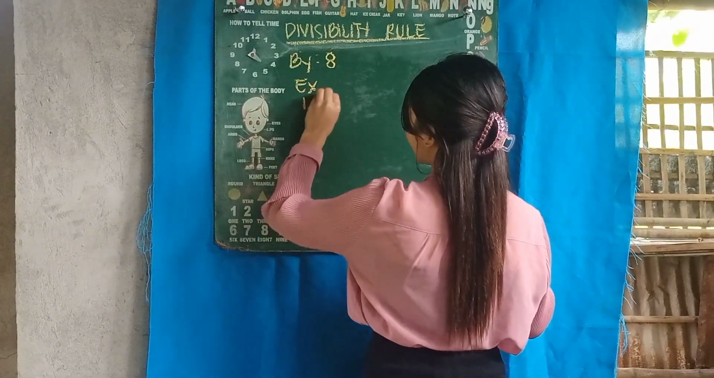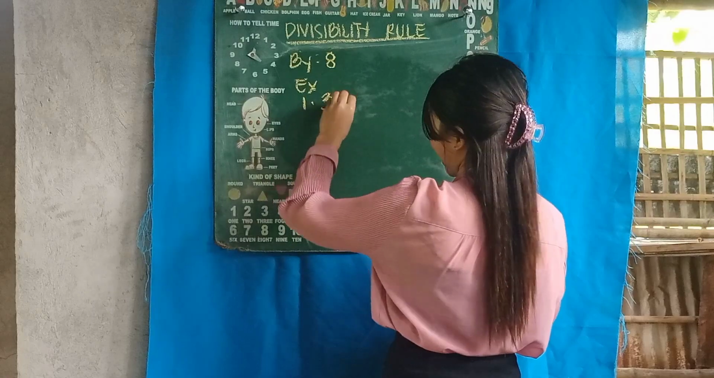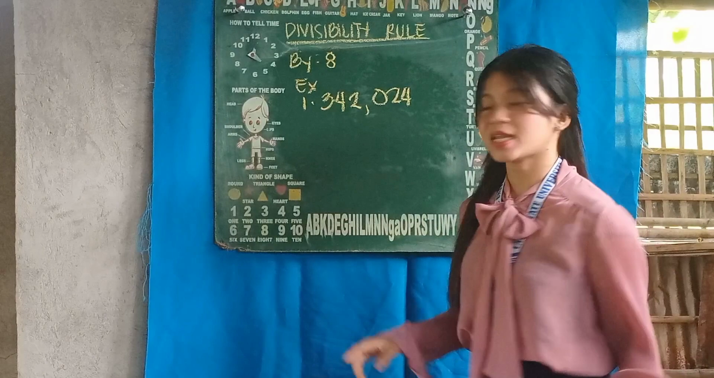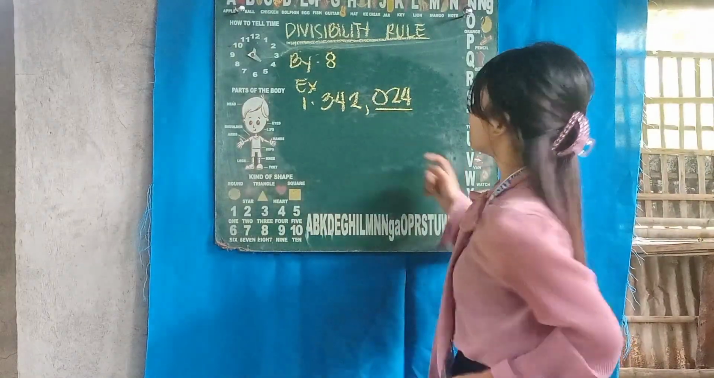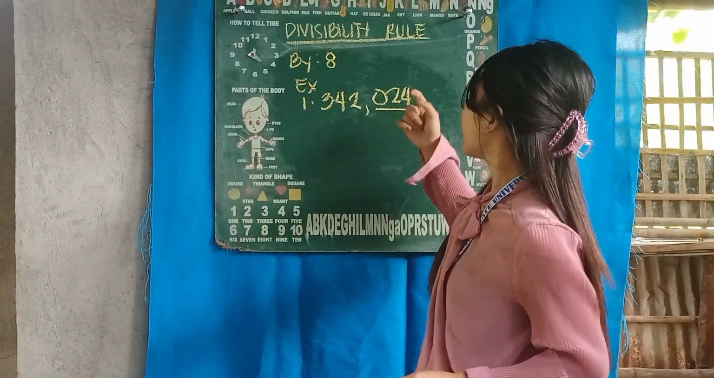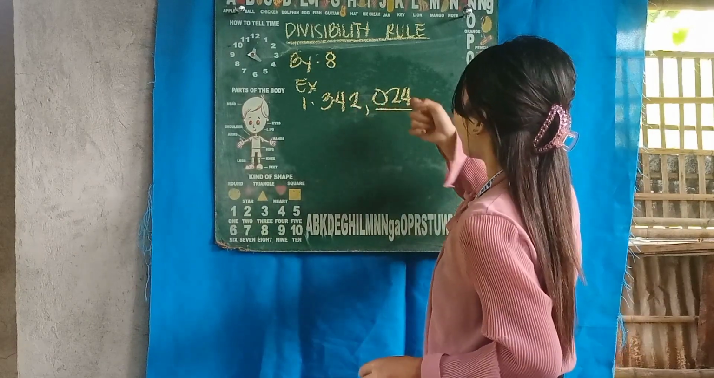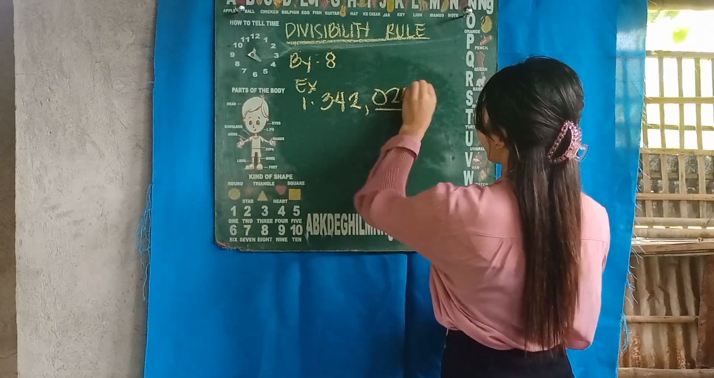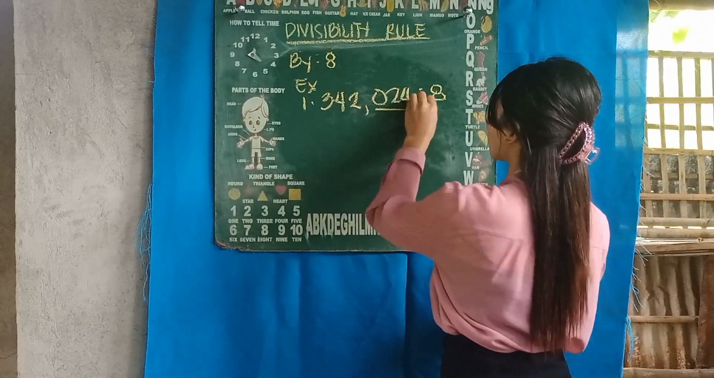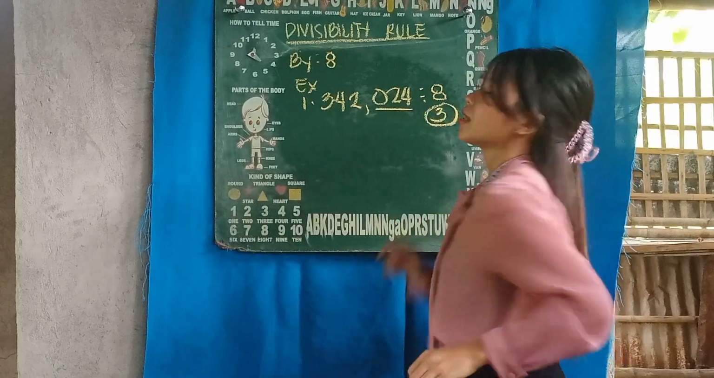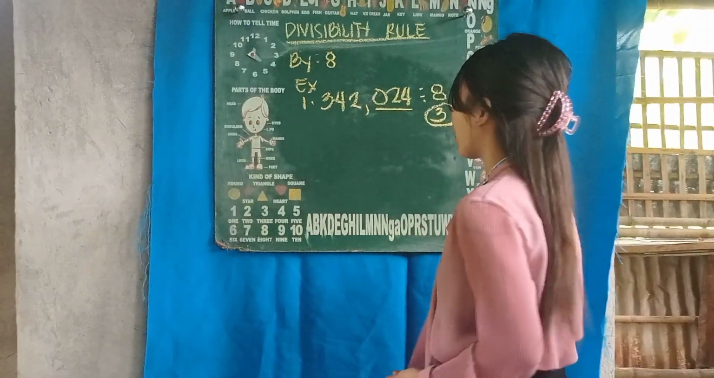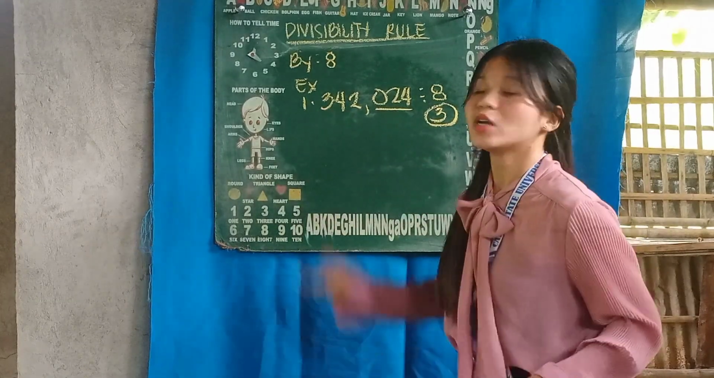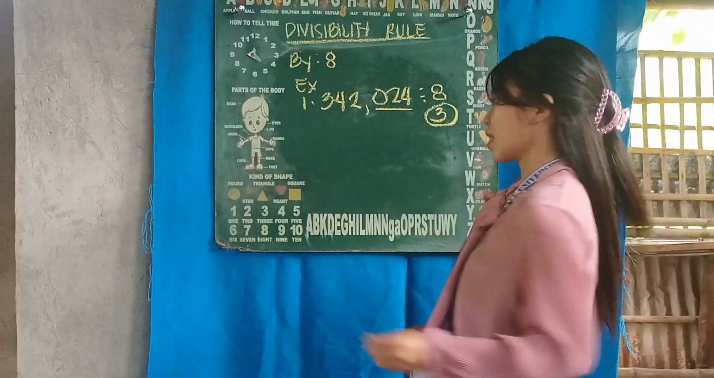Example number 1 is 342,024. What is the last 3 digits? 0, 2, and 4 or 24. So, is 24 divisible by 8? Yes, of course. Because 24 divided by 8 is equals to what? 3 without getting any remainder. So, the original number 342,024 is divisible by 8.